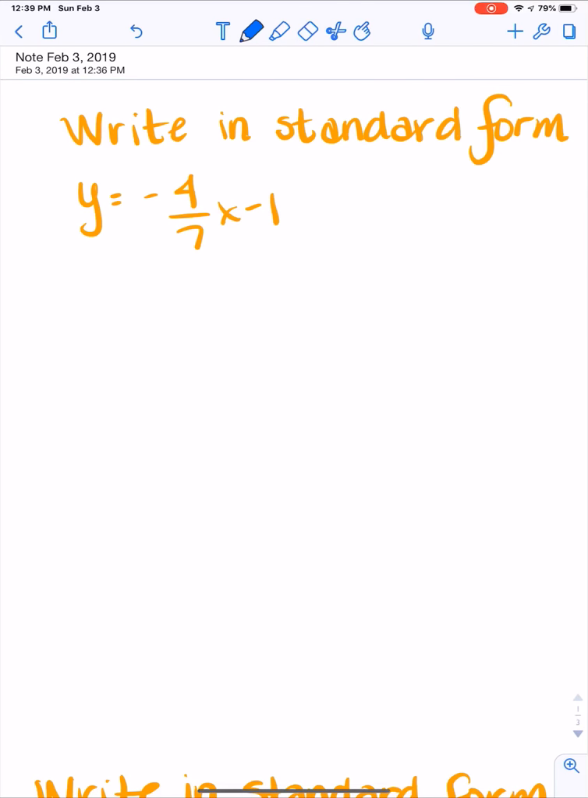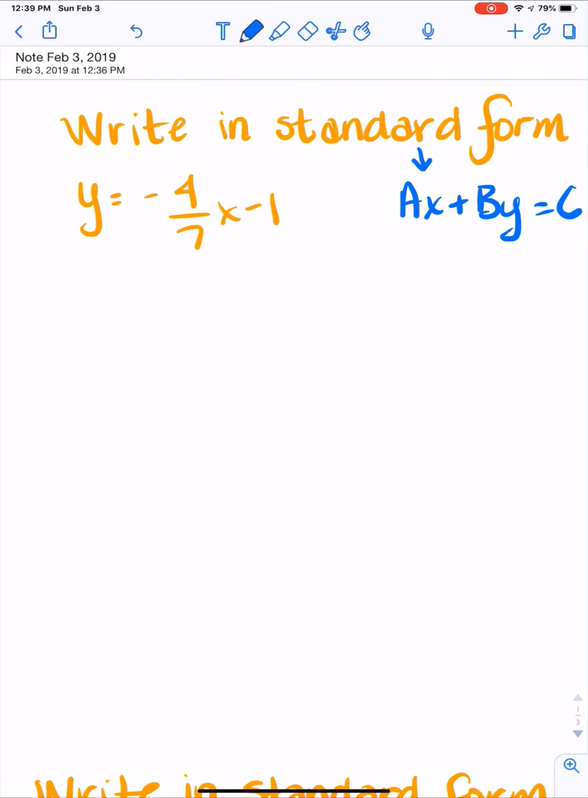Okay, guys, let's go over the stuff from standard form from the end of the week. So if they ask you to write something in standard form and you have an equation that starts with y equals, as you see here, remember standard form means that you are going for this form. Remember, A, B, and C have to be whole numbers, A has to be positive, and X and Y have to be on the same side.